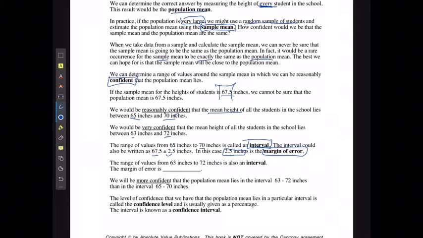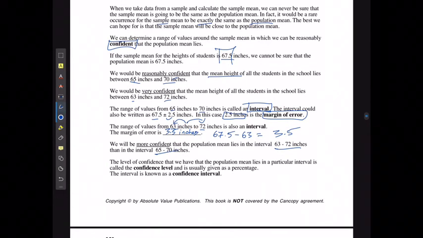If the range of values from 63 to 72 inches is also an interval, then I would say, well, how much above 67.5 and how much below 67.5 would this be? Well, I could just take my average that we solved and take away what the lower one is. And I'm going to state that that would be 3.5, so my margin of error is going to be 3.5 inches. So I'm saying that it could either be 3.5 inches below the average or 3.5 inches above the average. We will be more confident that the population mean lies in between this than in the smaller interval because it's accounting for a wider range of values.